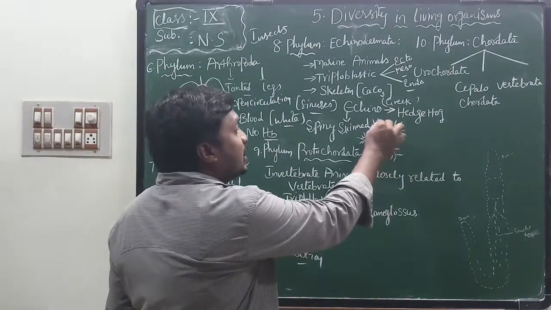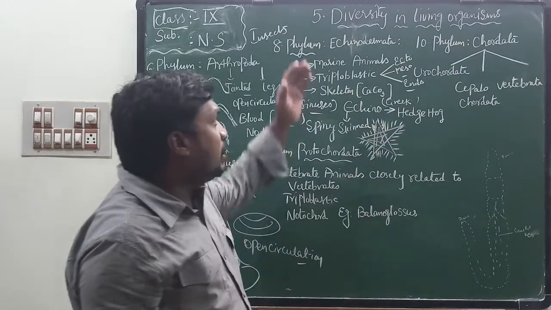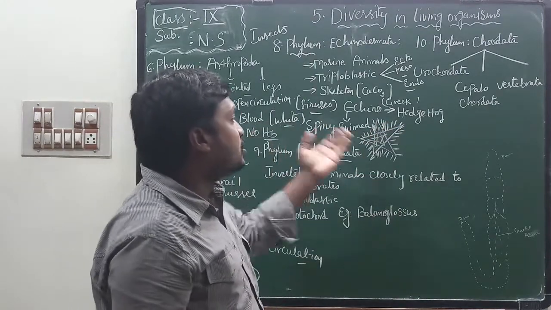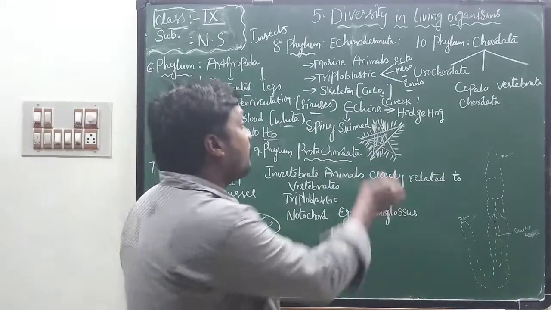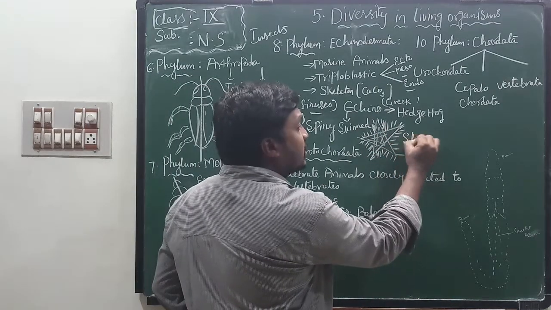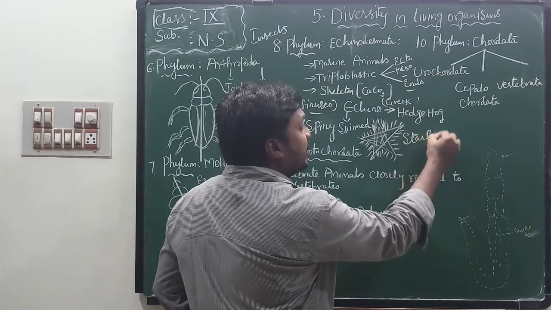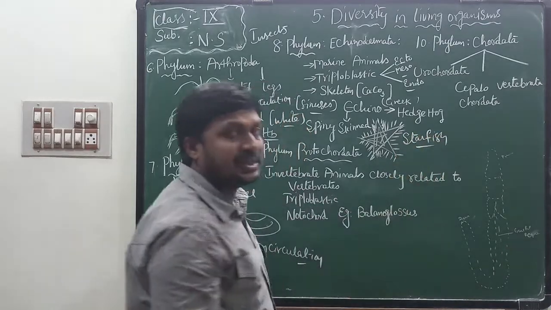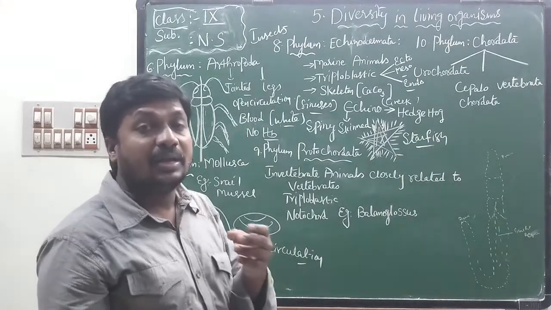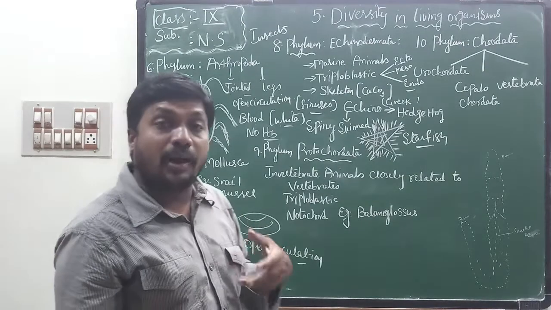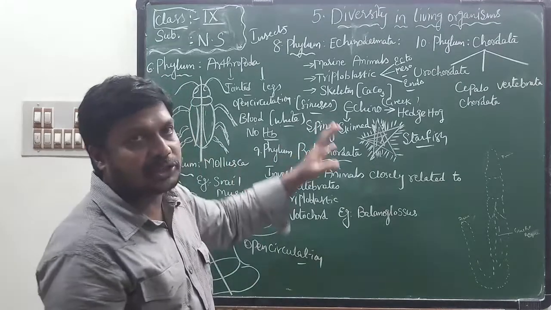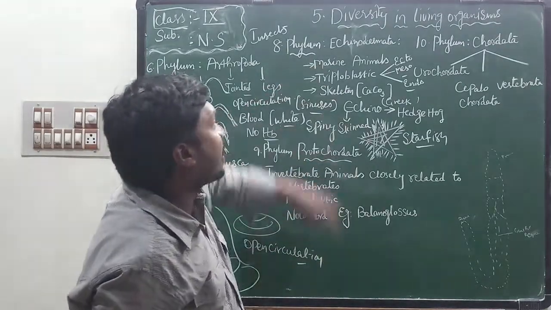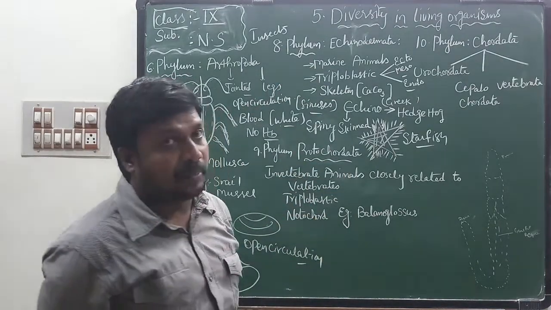Do you know the skeleton of Echinodermata, the skeleton of starfish? The skeleton of starfish is made up of calcium carbonate, CaCO3. They have a hard skeleton, which is made up of CaCO3, calcium carbonate. These are the characters of phylum Echinodermata.